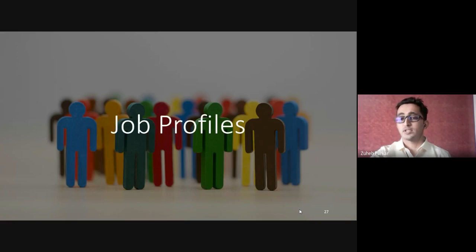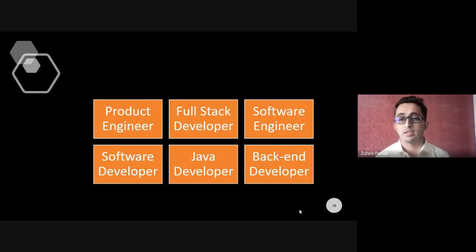The various job profiles after the course: be it any engineer, mechanical, software, computer, instrumentation, civil, any engineer is applicable for this course. And at the end of the course, they will be applicable for these job profiles in the market, that is product engineer. These are a few listed down: full stack developer, software engineer, Java developer. So those who want to go into the IT industry or software industry are suited for this course.